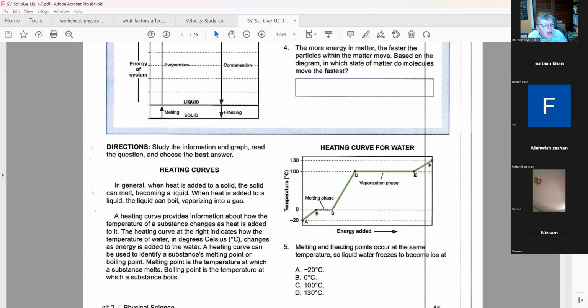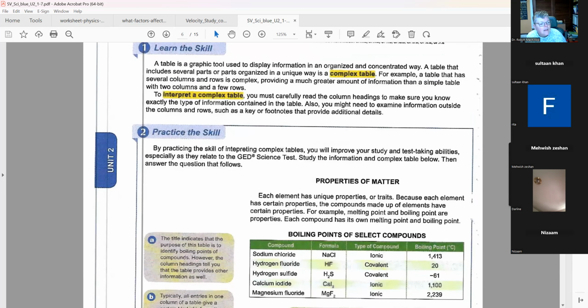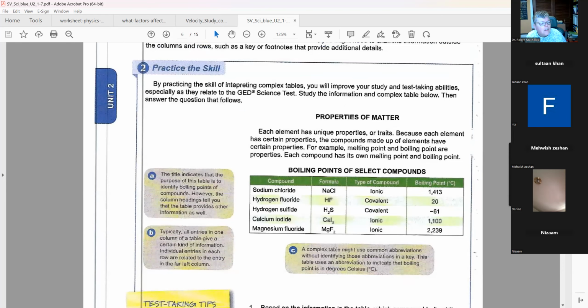So we're looking at zero. Yeah, melting and freezing points occur at the same, yep, perfect, three. Perfect. And then properties of matter.